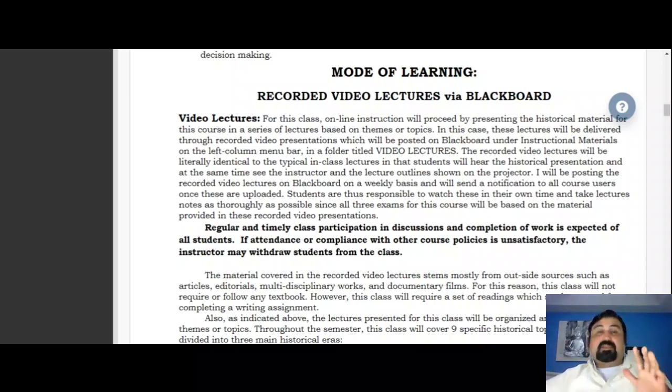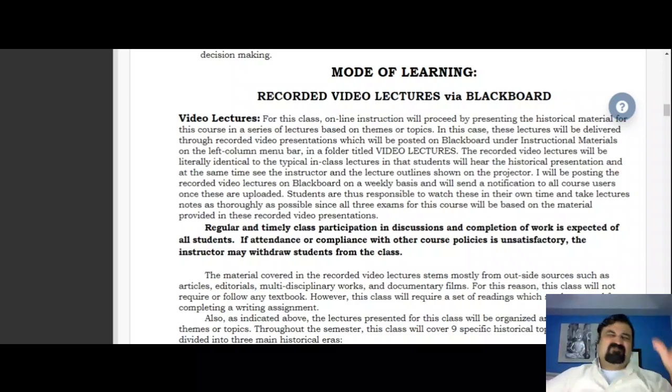It's very important that you take notes on the lectures as thoroughly as possible, because the 3 exams are going to be based exclusively, 100%, on the lectures and nothing else. So if you're wondering how you are actually going to prepare for the exams, the lectures will give you everything that you need to know, everything that you need to learn for this course in order to actually prepare for the exams and succeed.